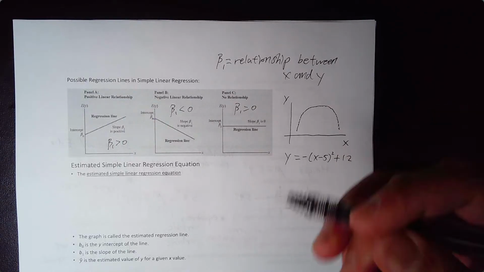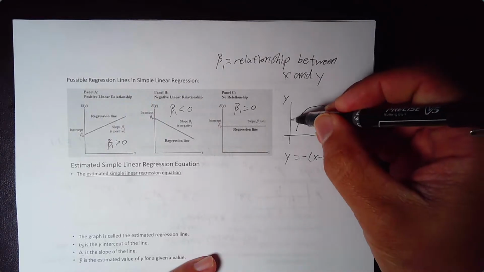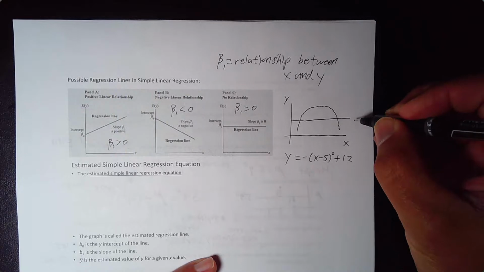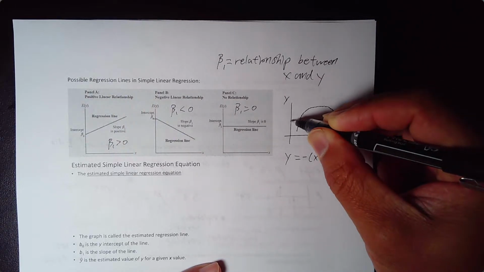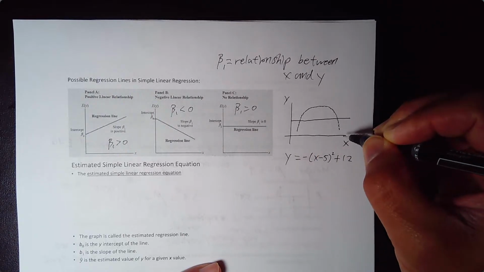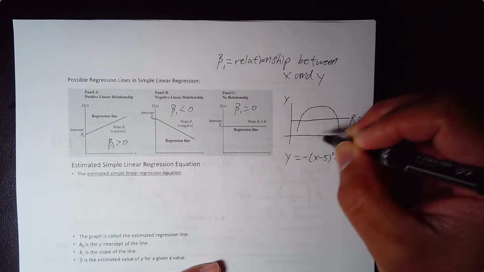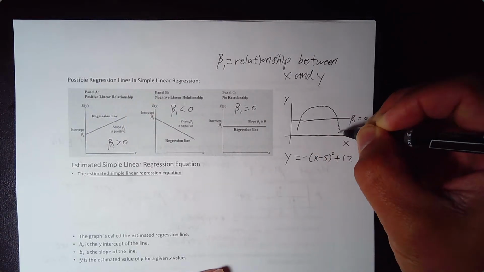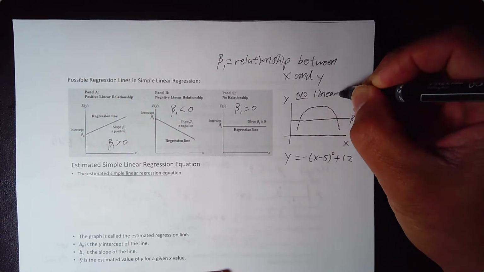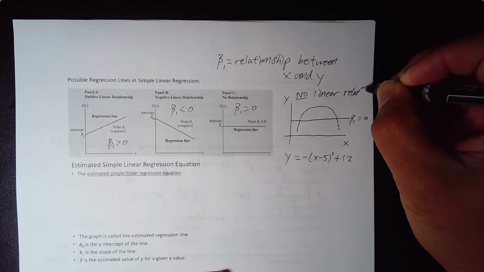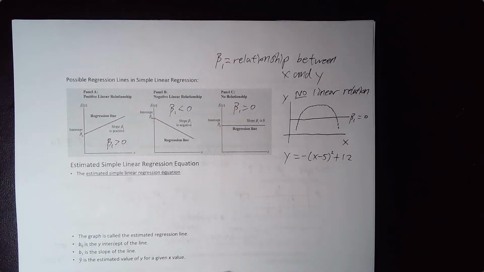However, if I do a linear regression on this, beta 1 would be 0. The slope. If I try to fit a linear line with all these data, then the line would be flat. Here we go, beta 1 will equal 0. So even though there's obviously a relationship between the two variables, there is no linear relationship between them. No linear relation.